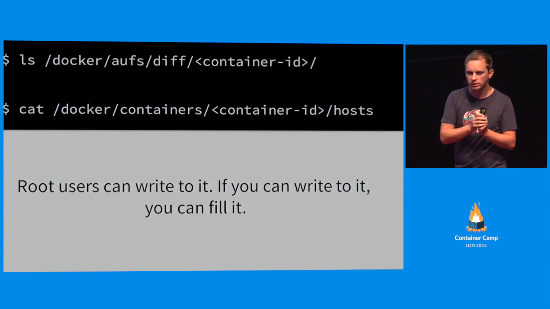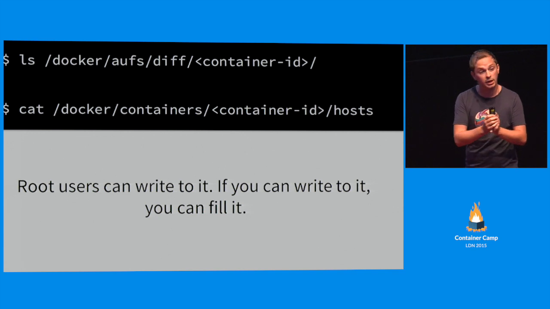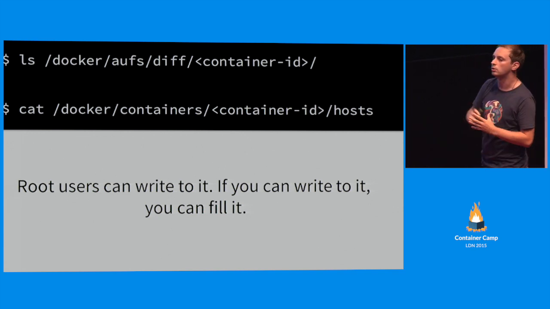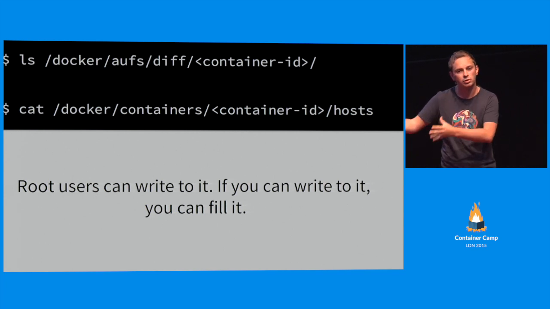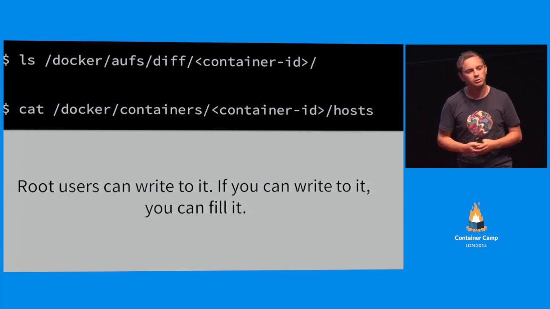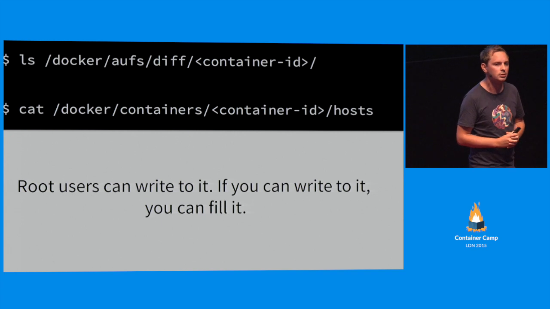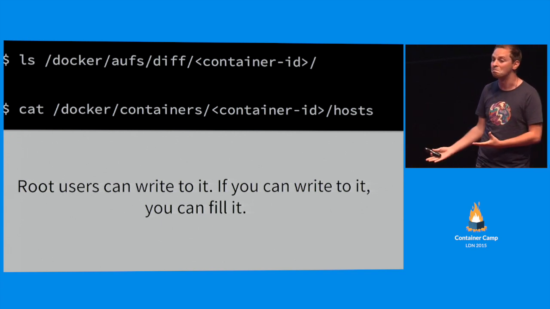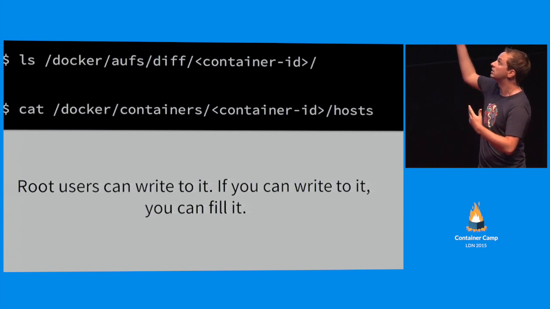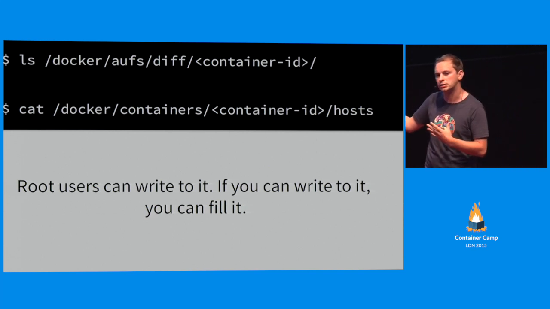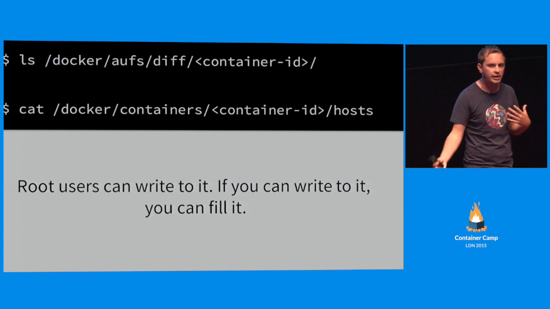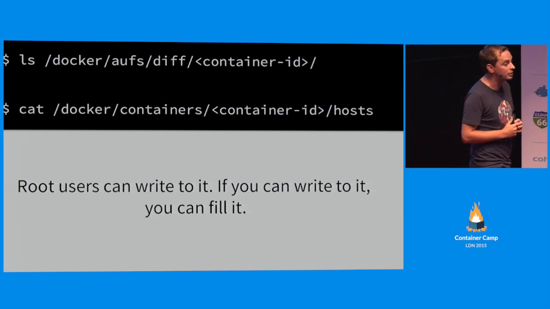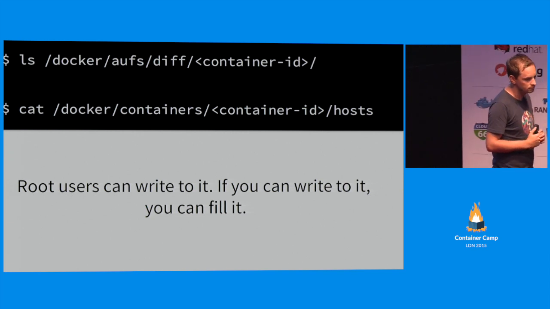But it turns out that's not the only place information can be written to in Docker. Every container has the hosts file automatically mapped, which is stored in a different directory. If you're running as root, that means you can write to this file, and if you can write to it, you can fill it. So not only do you have to manage the disk directory and how big that gets, you also have to manage the container directory, just in case someone figures out and tries to break it in different weird and wonderful ways.